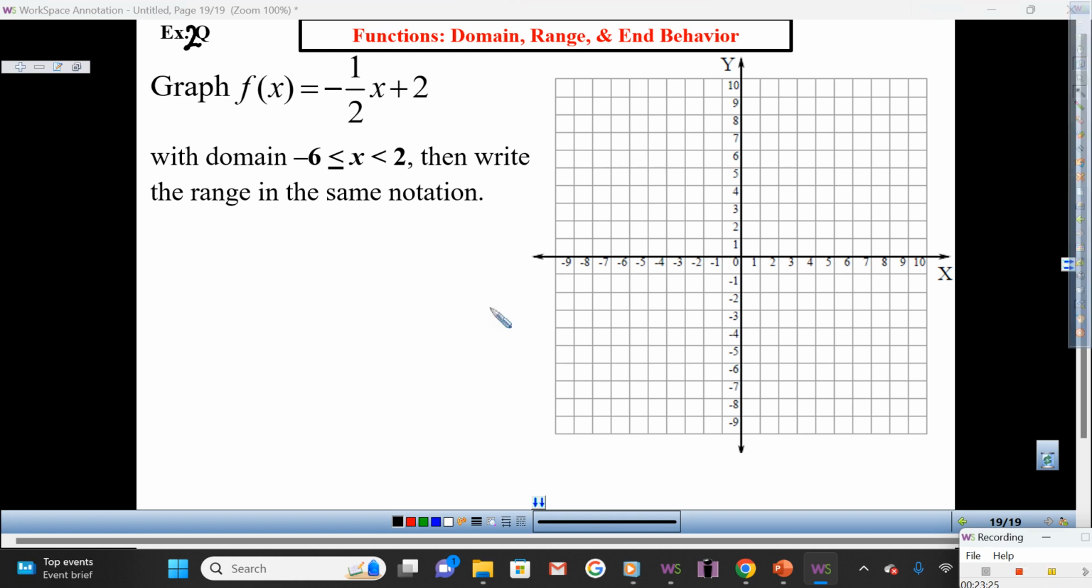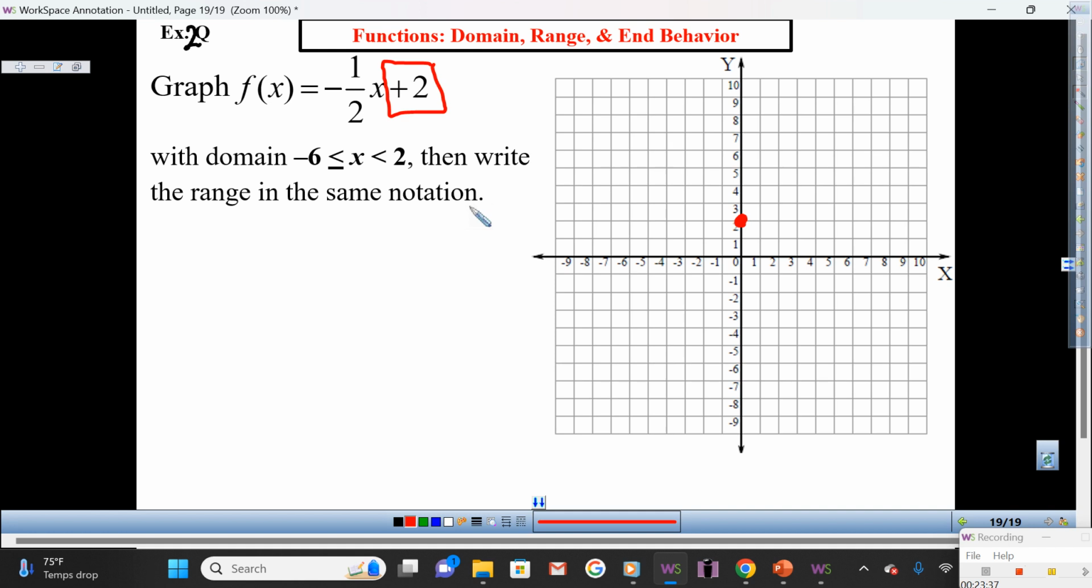So let's do this one together to make sure we got it. Given this equation, tell your neighbor, where do we start to graph this without a table? Where do we start? Everyone, where do we start? Positive 2, that is correct. So plot your point at positive 2, which is right there. All right, there it is.